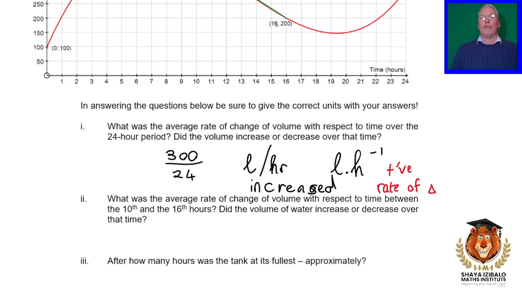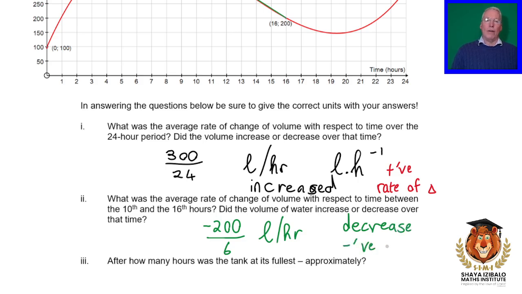So what happens is it drops down 200. And that's from 10 to 16, so that's in 6 hours. And that's liters per hour, right? And this time it's a decrease. And the reason it's a decrease is because there's a negative rate of change.